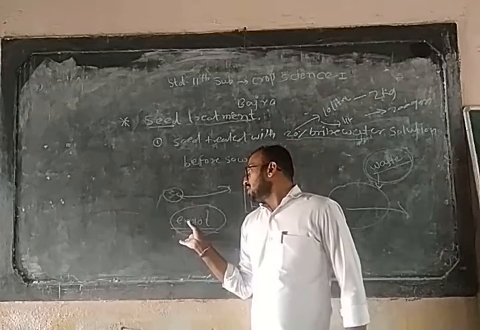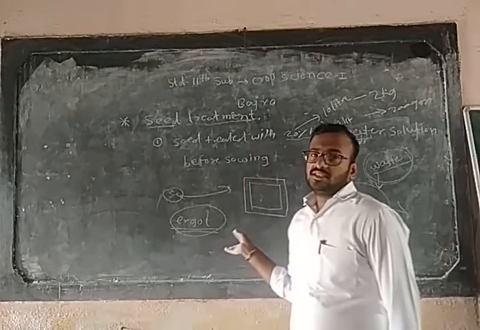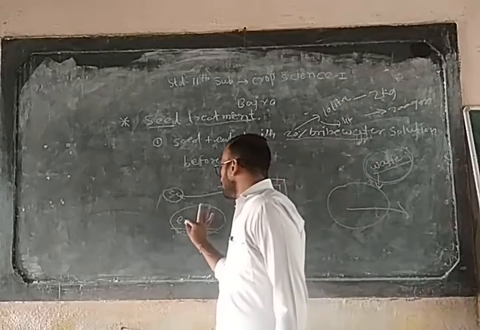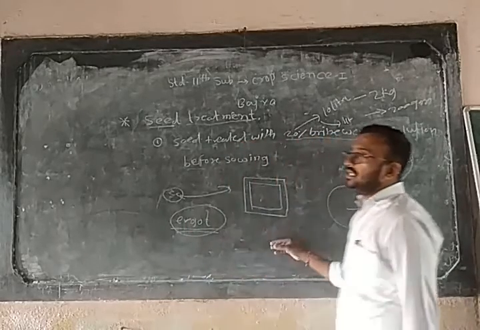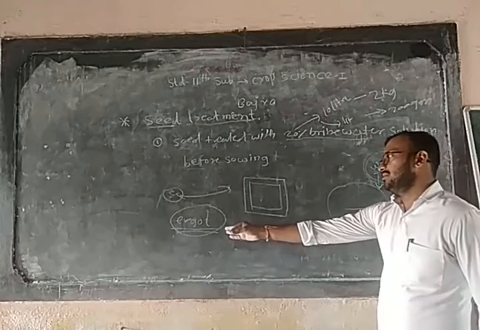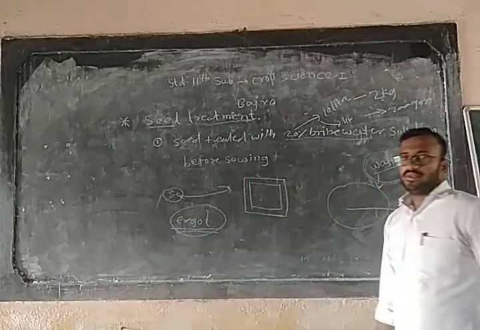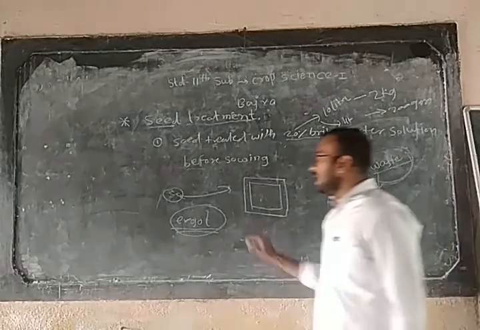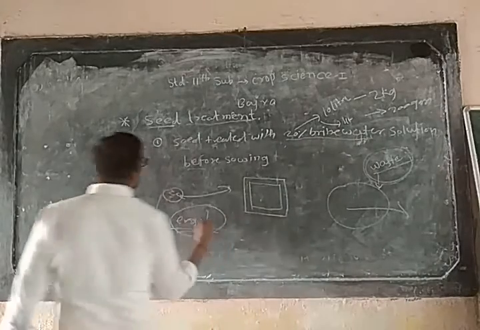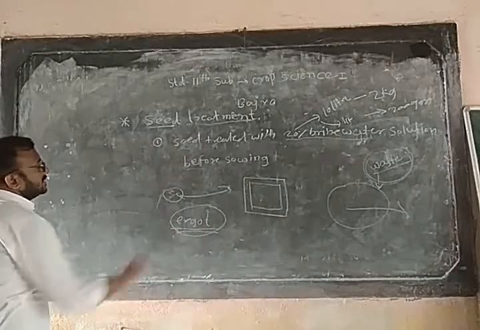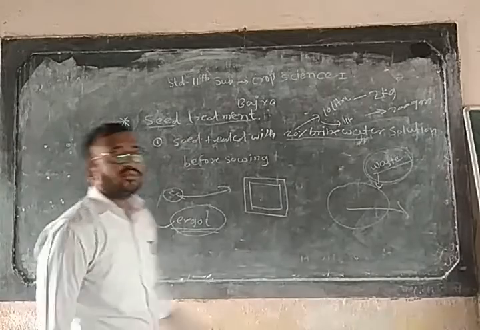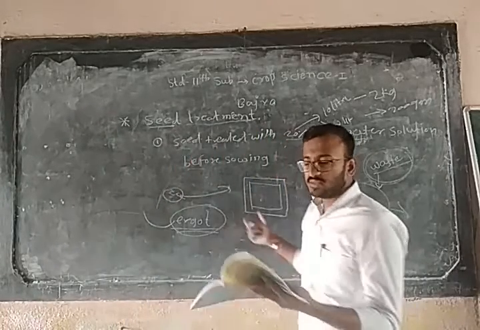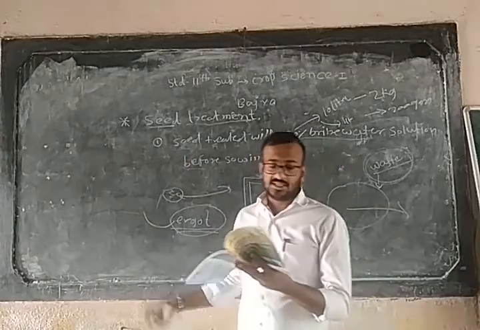This is caused by a fungus, and this fungus is very harmful because if this disease attacks the crop, then its yield becomes very low. So it is a very harmful disease. We can try to control the disease by the application of 20% brine water solution. Okay, this is the seed treatment for the ergot disease.